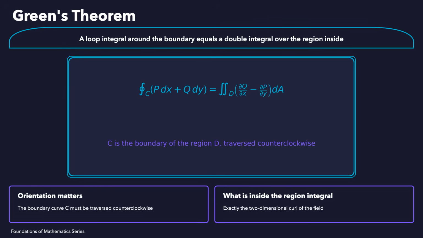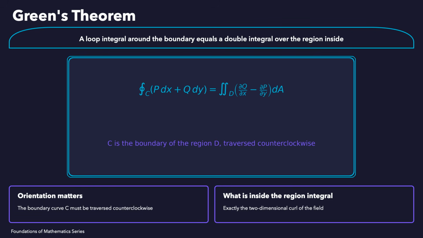Look at what is on each side. On the left is an integral around the boundary only. On the right is an integral over everything inside. And look at the integrand on the right. It is exactly the two-dimensional curl we defined last chapter. So the theorem says the total swirl inside a region equals the circulation around its rim.